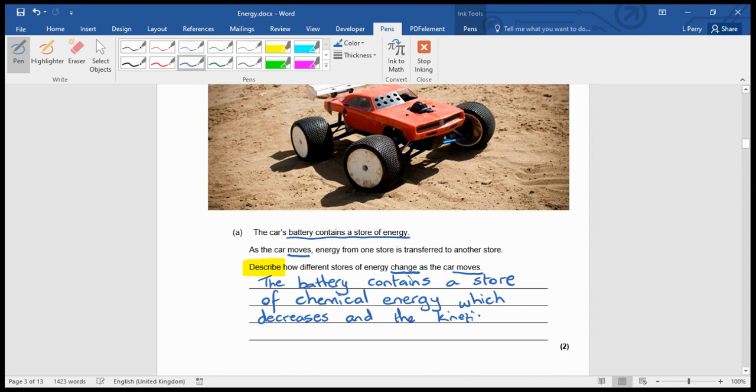kinetic energy store of the car increases. So I've clearly said two changes. It does say they want the energy changes to be described. So I've said what the types of energy are, but I've also said that the chemical store decreases, there's one change, and the kinetic energy increases, there's the second change. 2 marks.